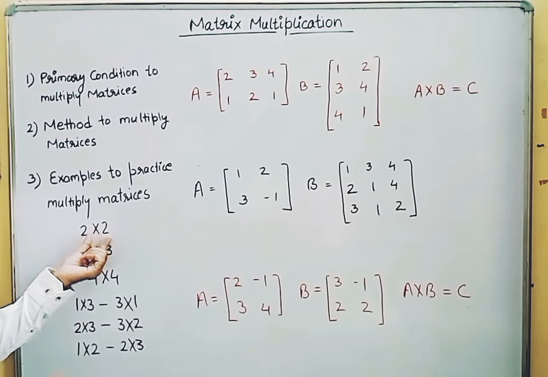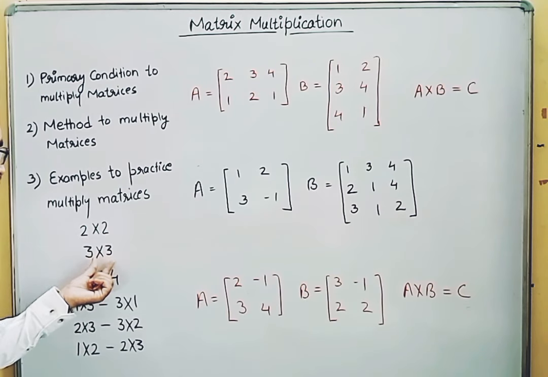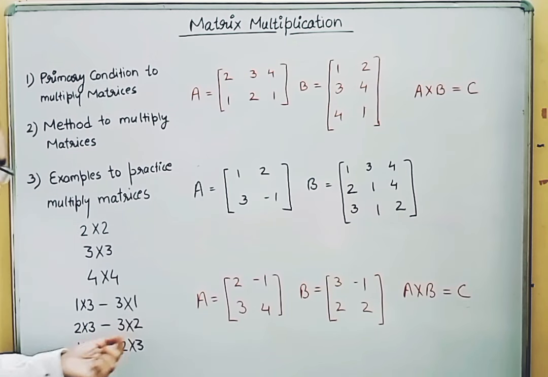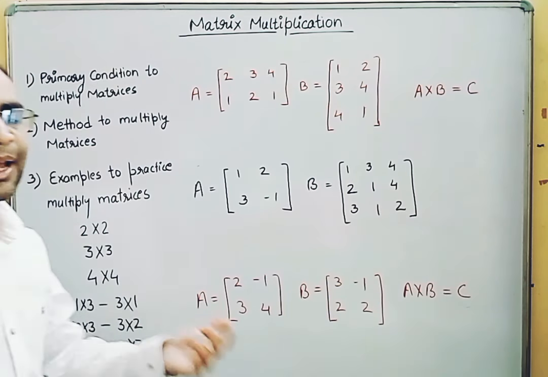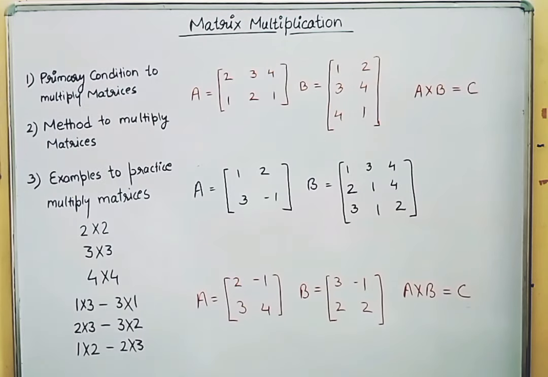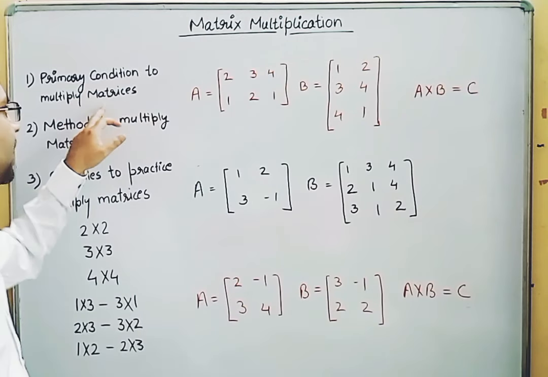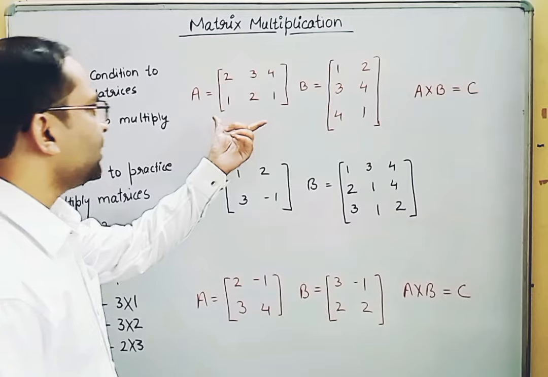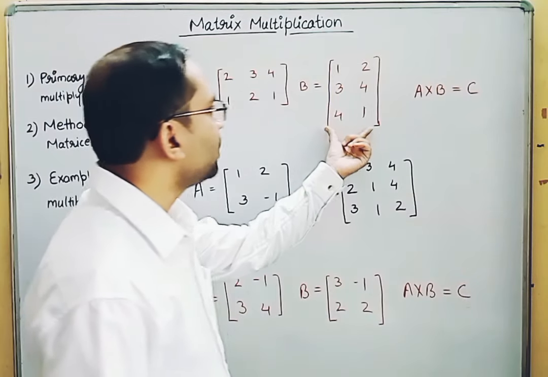We'll see how we can multiply 2 by 2 matrices, 1 by 3 with 3 by 1, 2 by 3 with 3 by 2, 1 by 2 with 2 by 3, and so on. So let's start with the first thing, that is the primary condition to multiply matrices. Let's say that we have a matrix A and we also have a matrix B.